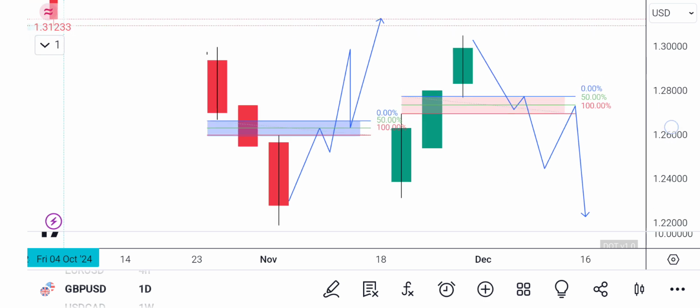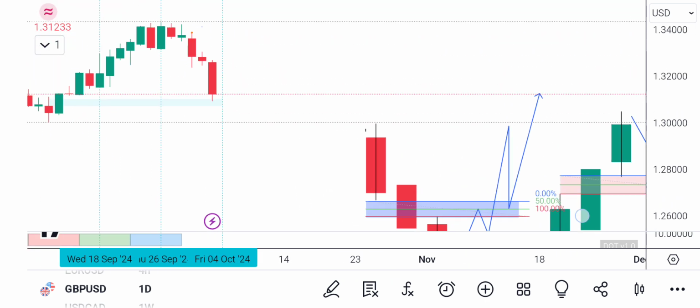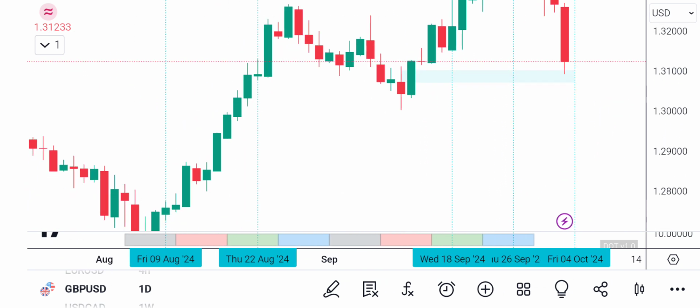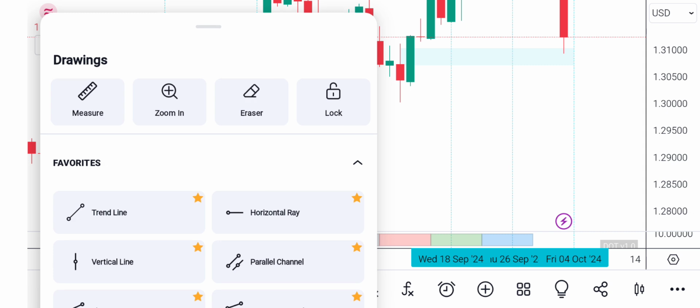I hope this is clear. You study this, okay? Now let's go to the chart and see if you can spot some examples there, and you see how IPTA treated those fair value gaps. Now let us look at this one.